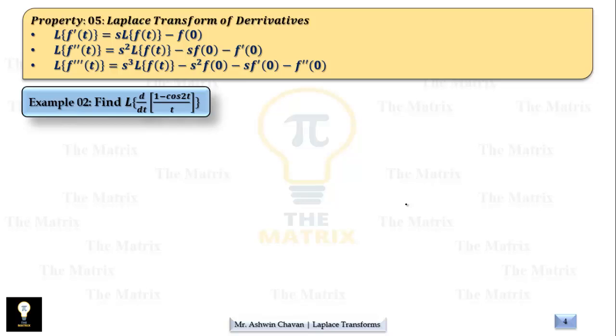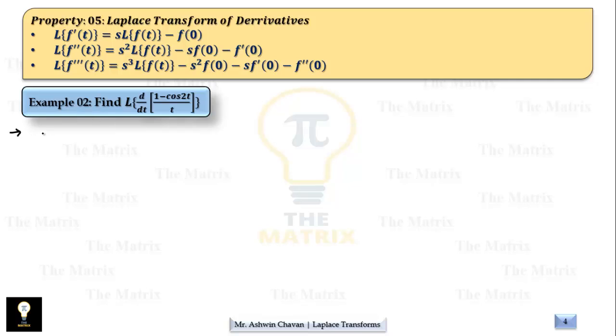We have one more example here: find out Laplace of derivative of (1 minus cos 2t) upon t. Here the property is expected. You are not expected to first find the derivative of the function and then take its Laplace. Though the answers match, that is not expected. We have a ready formula here. This is the first derivative, so the first formula will be used. What is the requirement? We need Laplace of f of t first, and the function's value at 0, that is f of 0.